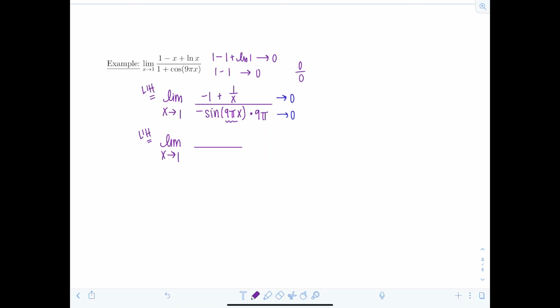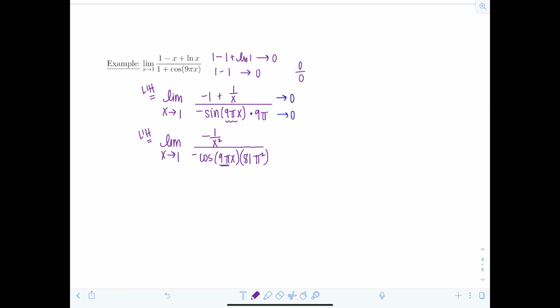All right, derivative of the numerator. Derivative of negative 1 is 0. Derivative of 1 over x, that's x to the negative first, so it's going to be negative 1 over x squared. All right, now let's look at the denominator. So I have derivative of negative sine of some quantity. So that's going to be negative cosine of that same quantity, 9 pi x. And then by the chain rule, I have to multiply by another 9 pi. So I'm going to have 9 pi times 9 pi, or 81 pi squared, hanging out down there.